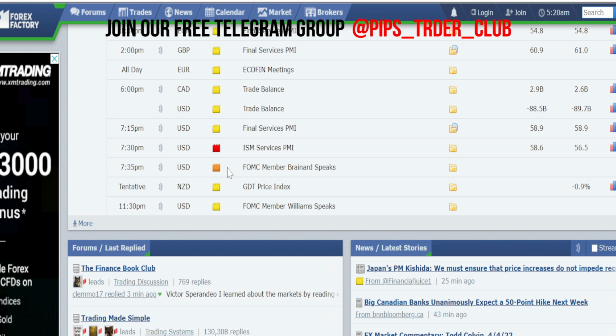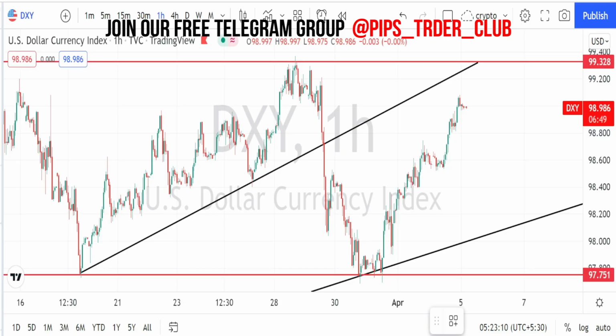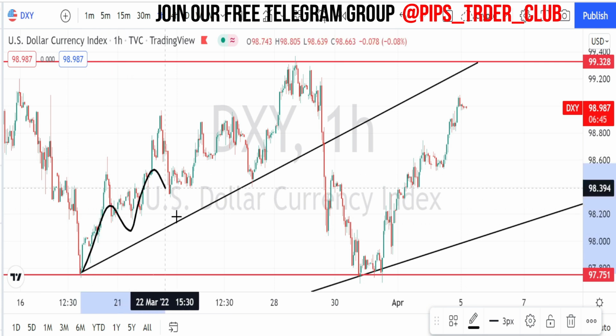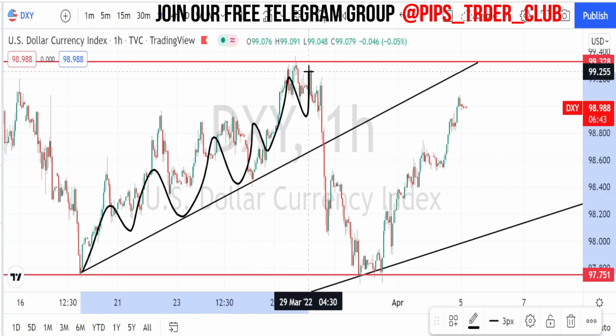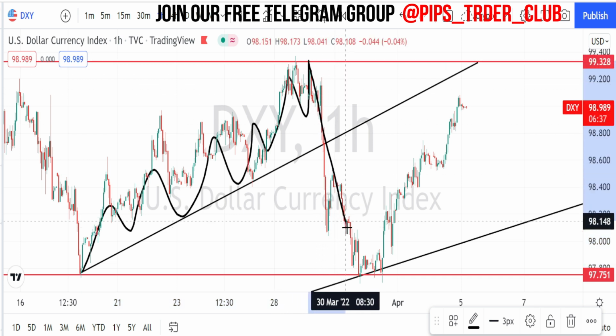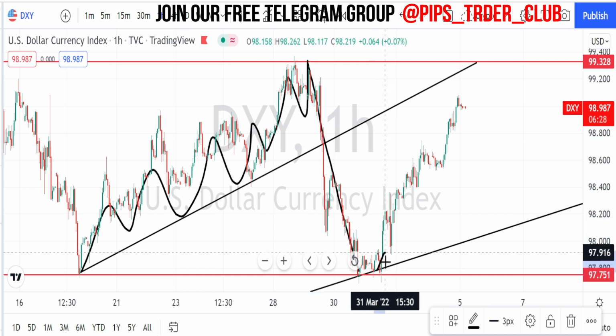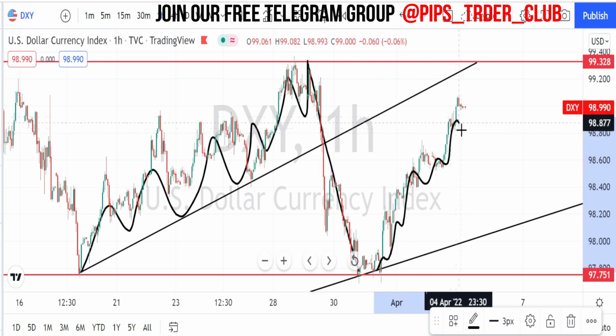Let us look at DXY. I'm in hourly time frame of DXY. When we look at the price action in DXY, previously it was in a very nice bullish trend. It tested the resistance level of 99.335. Then the bearish trend reversal happened, but it did not fall all the way. It took support around the level of 97.765. Again it started its bullish trend reversal.